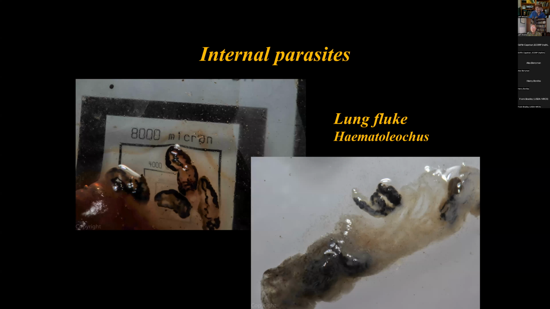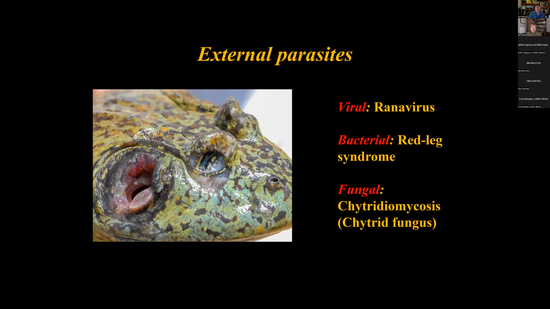And with Haematoloechus also, frogs are the definitive host. So sexual reproduction happens in the lungs and then it passes through the bloodstream and then out into the feces, where it infects the larvae of dragonflies. And then the dragonfly larvae become incapacitated and frogs will come and eat them, thereby completing the cycle. This is a really gross picture. This frog was actually alive when I caught it.